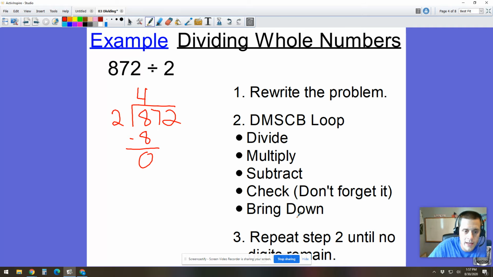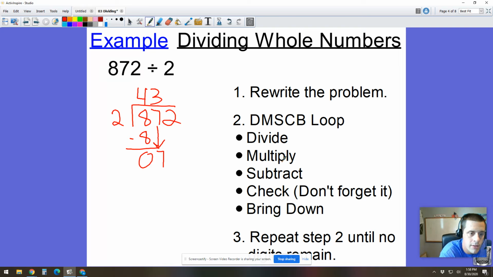What that means is we're going to take our next digit in the dividend, in this case the 7, and we're going to bring it down. And then finally, R, we're going to repeat all of this again until no digits in our dividend remain. So we're going to divide again. This time we're taking 2 into 7. If I count by 2s, how many values can I say before I get to 7? Well, it's going to go in there 3 times.